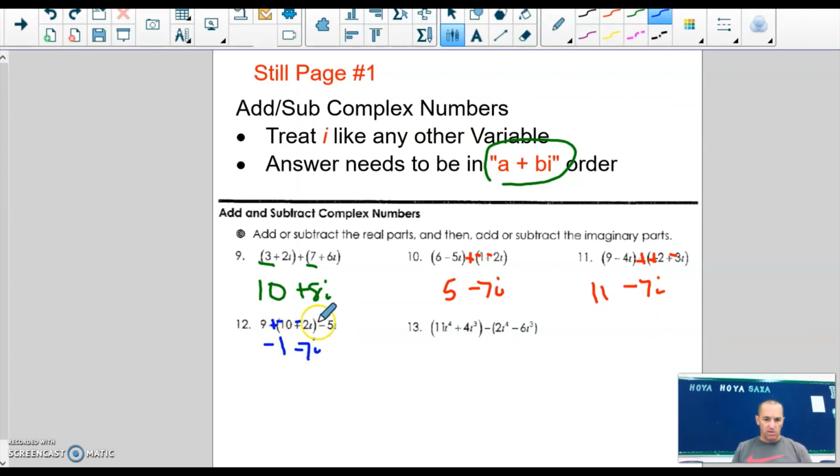So we had another negative 7i out of this one. I don't really like my i. Let's make sure that I can tell that you have an i written down. Okay, that's a lot better.